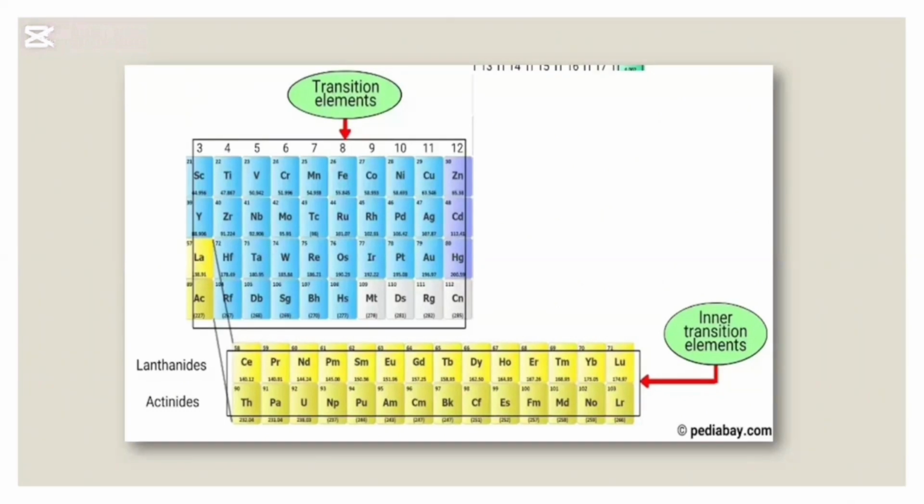So what actually are these transition elements and inner transition elements, and what is the difference between these two? The transition elements are the elements in the middle of the periodic table with electrons filling up to the d orbital. They often form colorful compounds and are good conductors of heat and electricity.